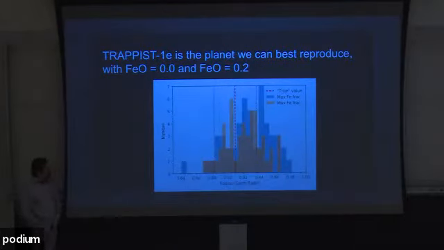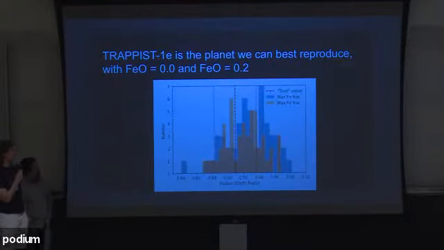Yeah, and when we run this for the TRAPPIST-1e planet, which already had a good radius, it doesn't really matter what iron fraction we use. We can reproduce pretty good true radii in any case.